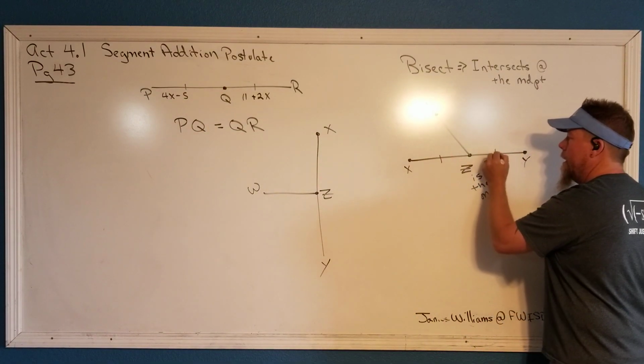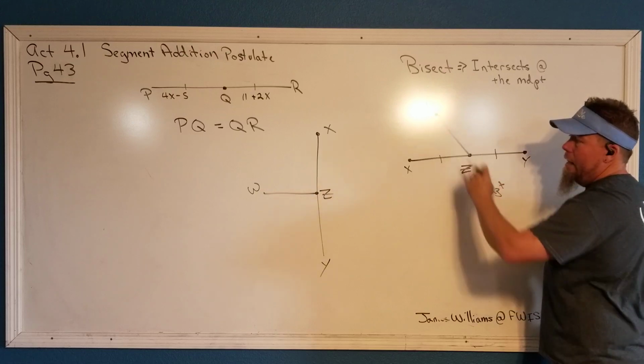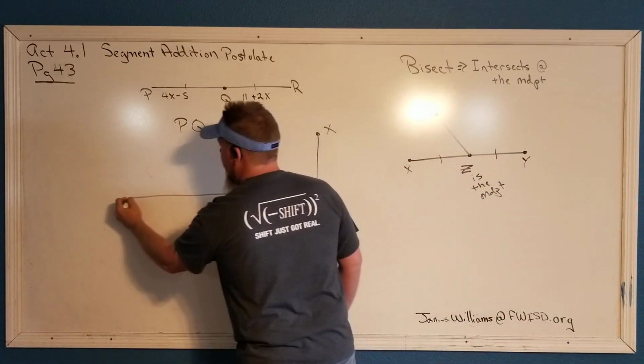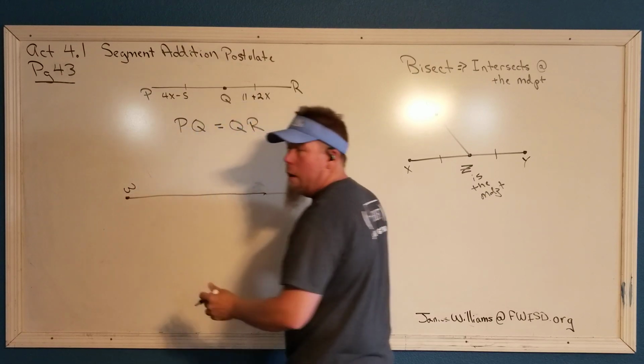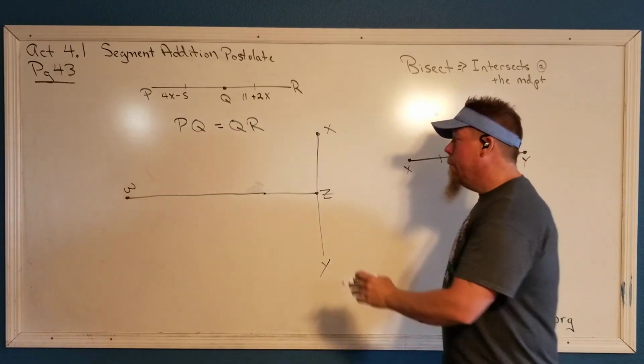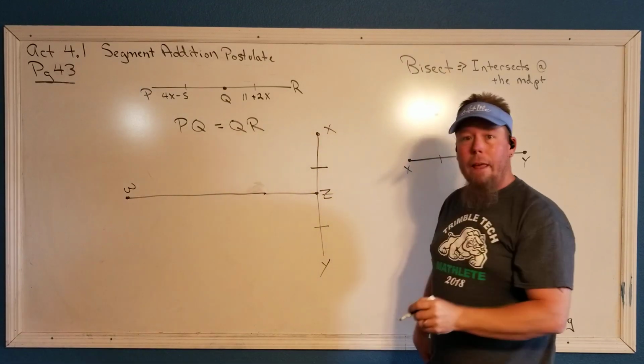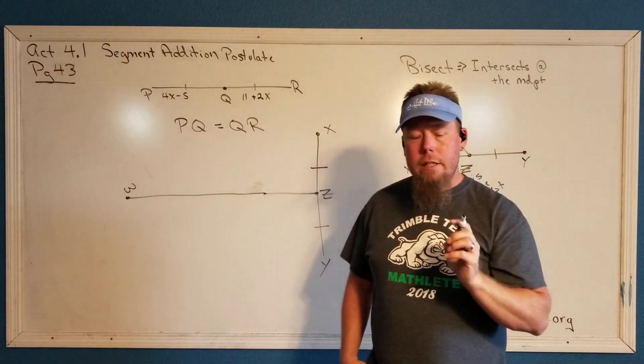It means that this length is going to equal this length. It doesn't say anything about this length. In fact, WZ could be really long. We don't know. All right. We know nothing about the length of WZ. We know nothing about the angle. All we know is that this length is going to have to equal this length. Okay. And that's what bisect gives us. Bisect gives us that relationship.